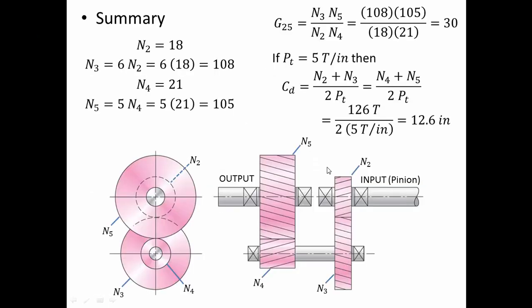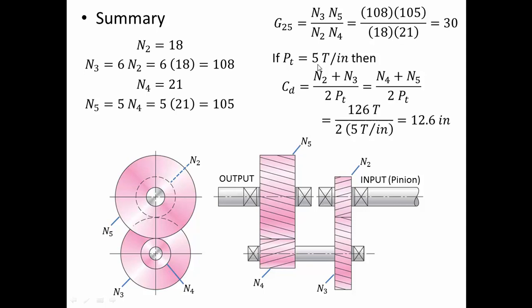Okay. So, in summary, I've got the N2 pinion coming in at 18. I've got my N3 coming in at 108. That's a 6-to-1 stage. I've got my N4 coming in at 21. And then I've got my N5 at 105 for a second stage of 5. The overall gear ratio is 108 times 105 divided by 18 times 21. That's 30.